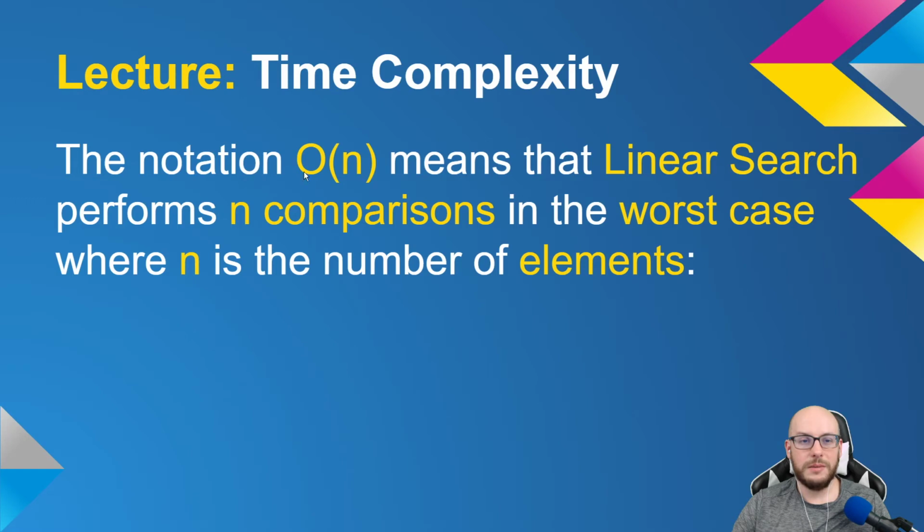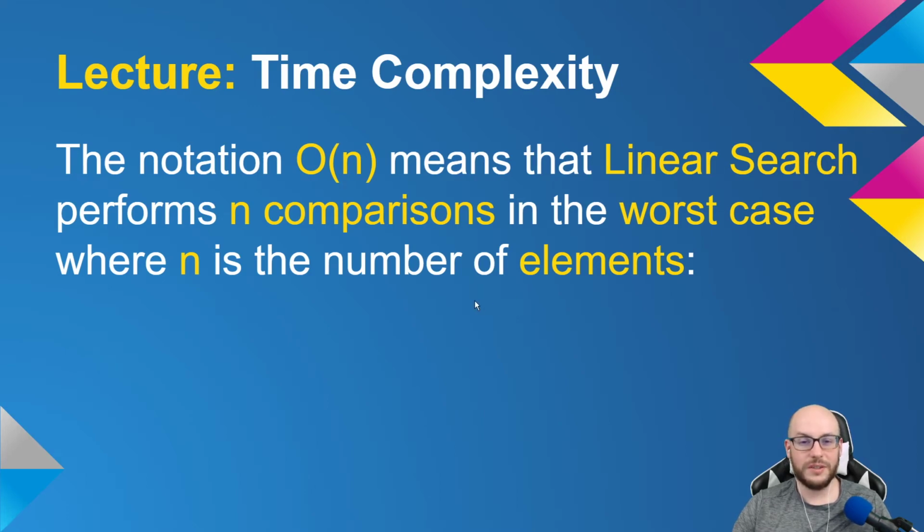So the notation big O of n means that linear search will perform n comparisons in the worst case where n is the number of elements. That's not technically what this means, but I find this is the best way to describe it to students and they understand it. What this technically means is that as the array gets larger, how does the number of comparisons change in the worst case? It's going to grow linearly.